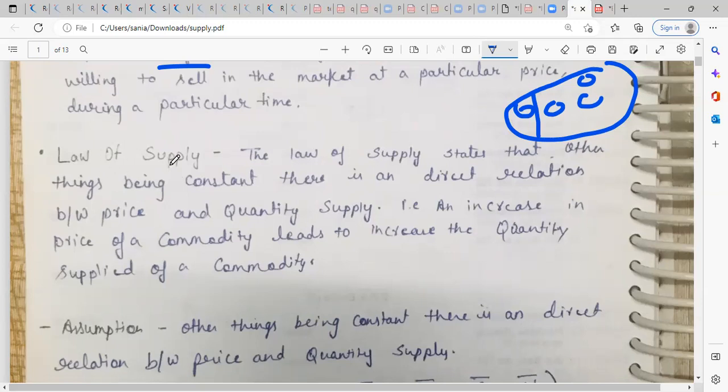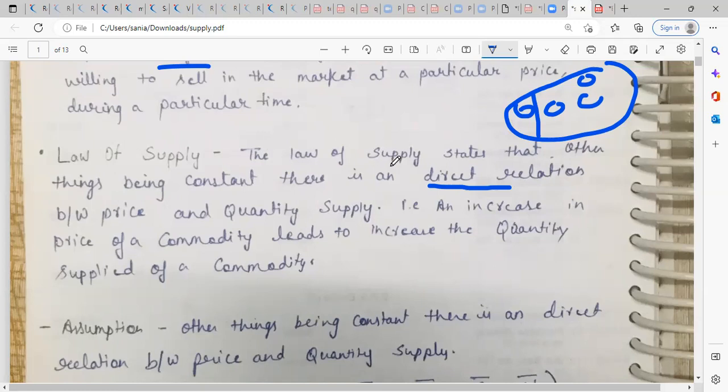According to the law of supply, other things being constant, there is a direct relationship. Direct relationship means positive relationship. If price will increase, supply will also increase. If price will fall down, supply will also fall down. This is a direct relationship. Indirect is one will go up, one will come down, one will go down, one will come up. That was demand and price, the law of demand.